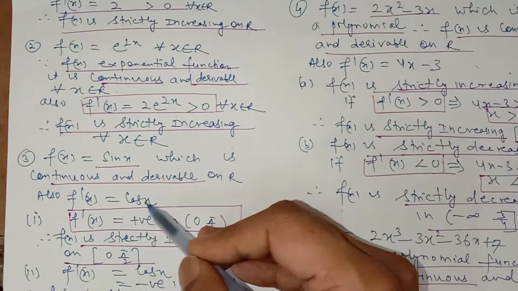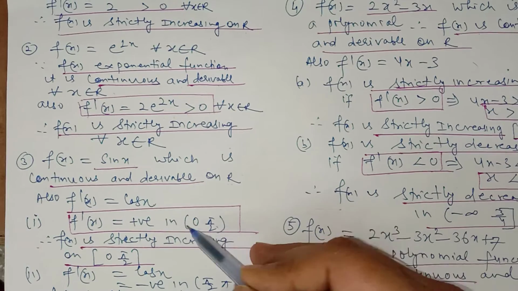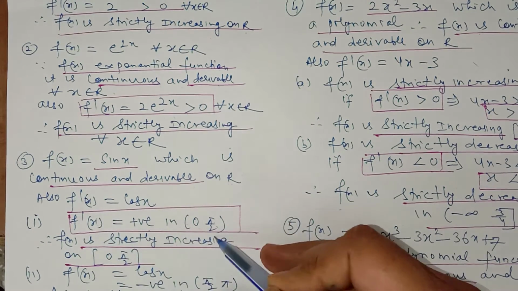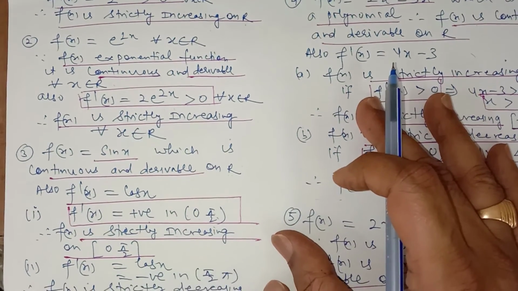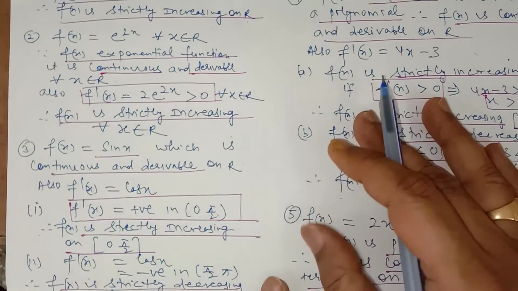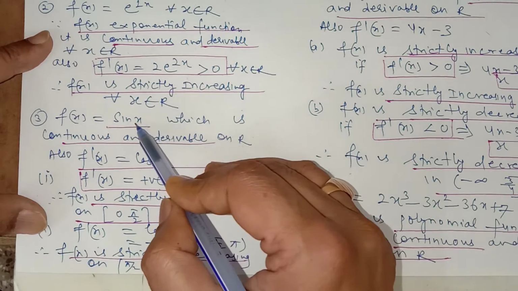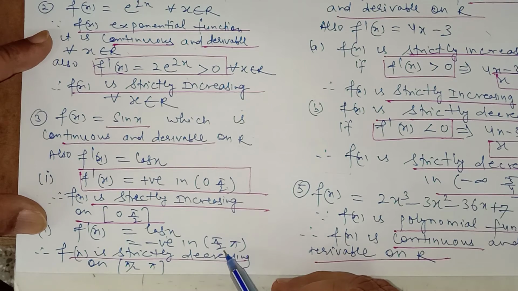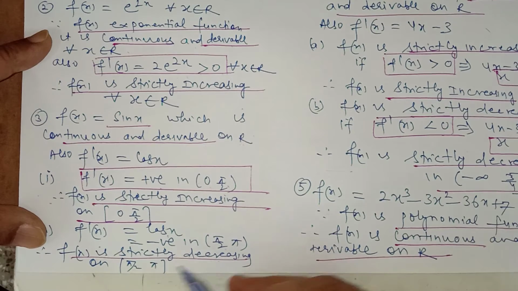Now because cos x is positive in 0 to pi by 2, the interval in the first part is given. In the first quadrant, cos x is positive, so f(x) is strictly increasing in the interval 0 to pi by 2. Now the second part, the interval is pi by 2 to pi. Second quadrant is given. Its first derivative is cos x, and because sin x is continuous and differentiable and cos x is negative in the second quadrant, pi by 2 to pi, it means f(x) is strictly decreasing in the interval pi by 2 to pi.